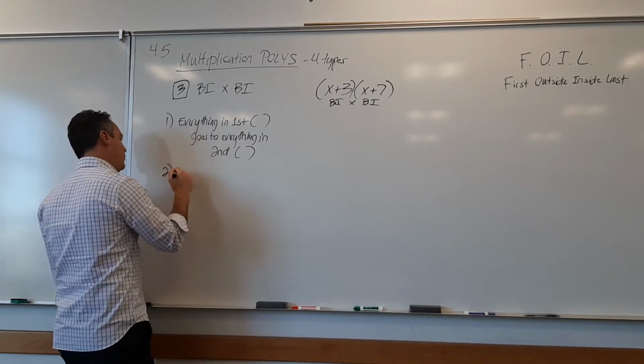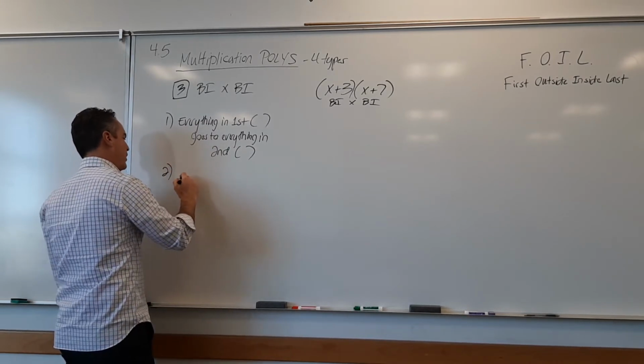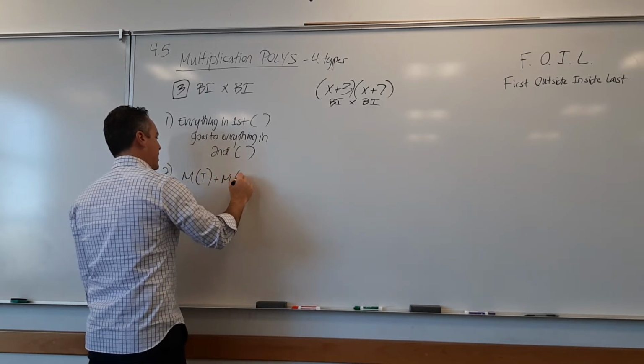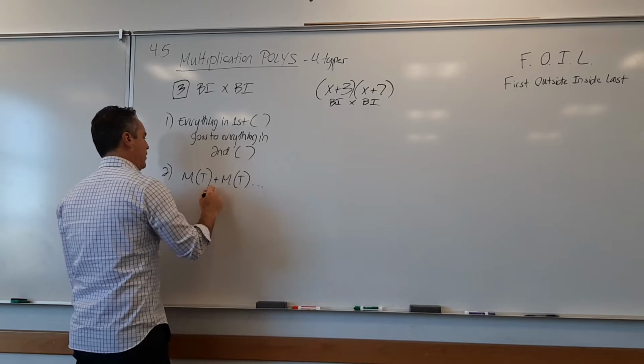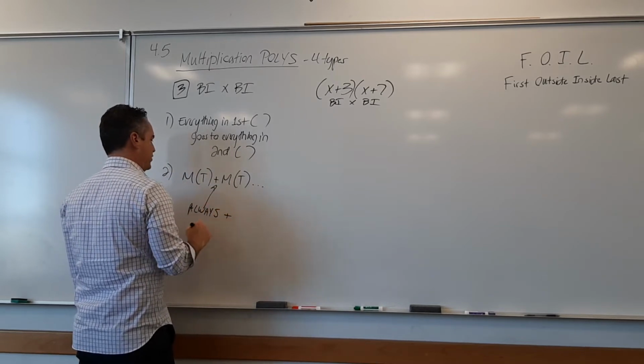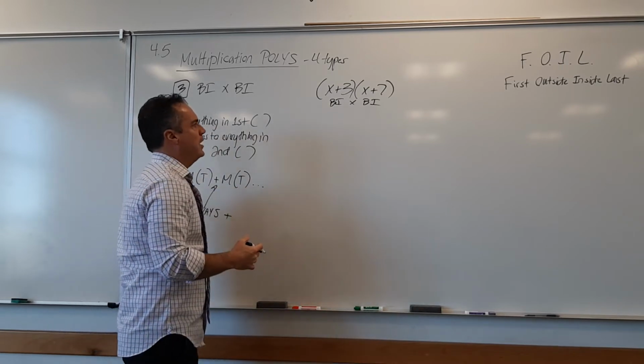And again, we are going to pick up on what we did in the last one, where we're going to have a monomial times a term, plus a monomial times a term, dot, dot, dot. And this is always a plus in between the mono times the monos.